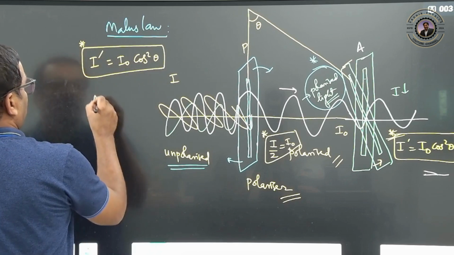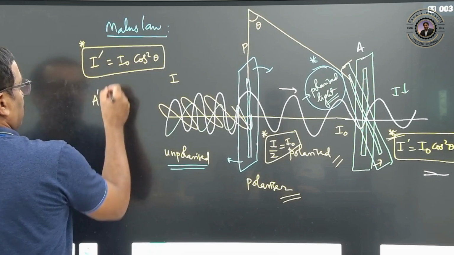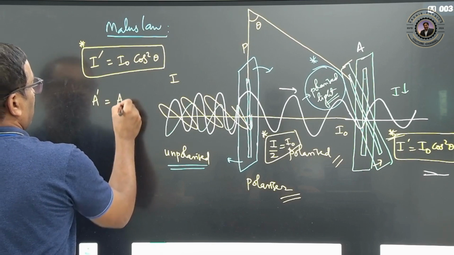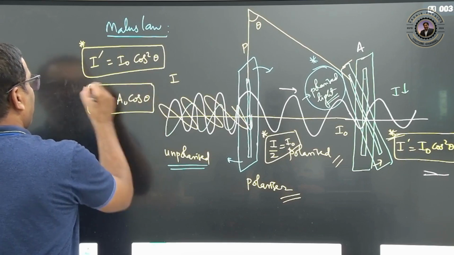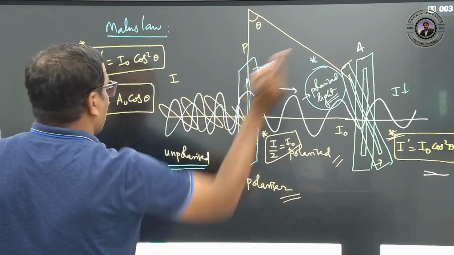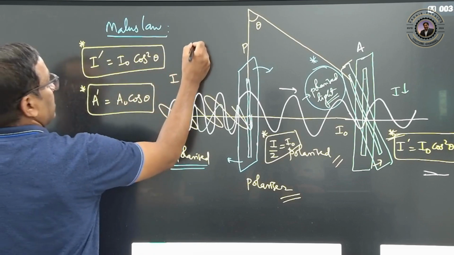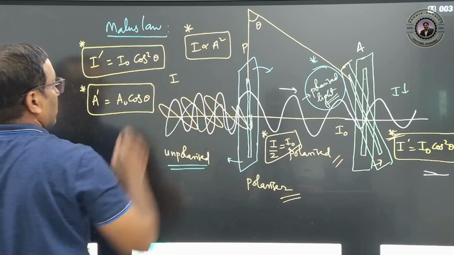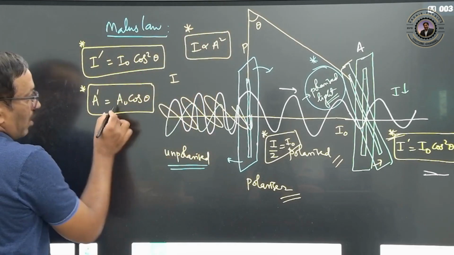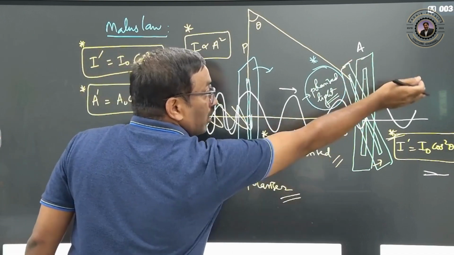So you can write down A naught squared will be equal to A naught into cos theta, therefore cos theta. This is the amplitude which is coming out from the analyzer. Why? Intensity is directly proportional to the amplitude squared. Clear? So this is I naught, and A naught is the amplitude and intensity falling on this one now.